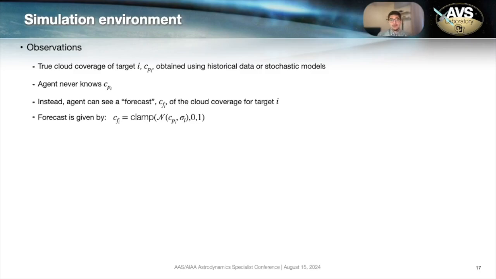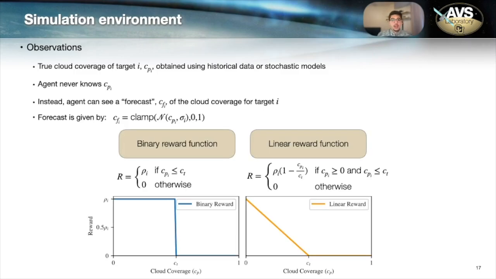But the advantage of this method is that these forecasts can be provided using standard weather forecast models and transmitted using ground stations, or you can use onboard short-term forecasts as some papers are investigating, or even some look-ahead instruments. So this information can come from different sources. We are also looking at binary reward functions and linear reward functions that are commonly seen in other papers. In the binary case, we are just going to reward the priority of the target if the cloud coverage is below a threshold. In the linear reward function, it will just decrease linearly with the cloud coverage.